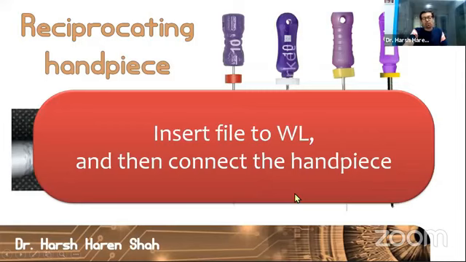One thing that I want you to remember is we don't insert the file first and then carry the handpiece to the tooth. What we do is we take the file, we insert it into the root canal up till the working length, and only then will we connect the handpiece to this file. How this helps is it does not cause any iatrogenic errors, especially ledges, because that is one of the disadvantages of using this kind of a system. It will only happen if you're working short of the working length, not otherwise.